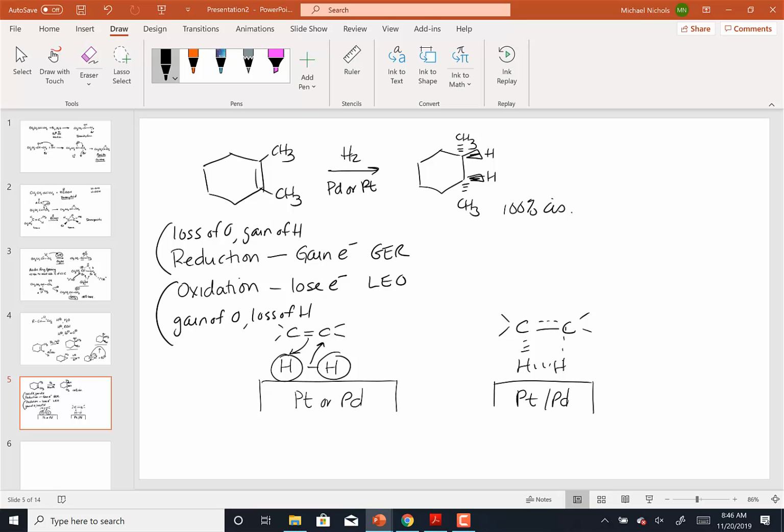The real details of what happens at the surface are probably well known, but not completely, because it's a heterogeneous system. So these kinds of systems are what are used to take a double bond and make an alkane out of it. Okay.